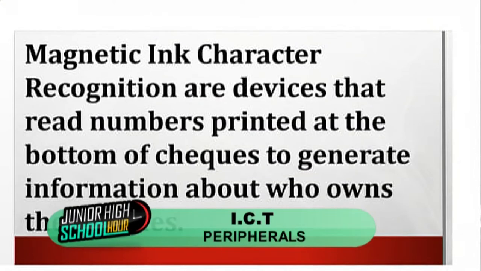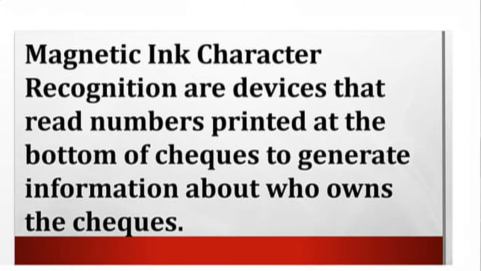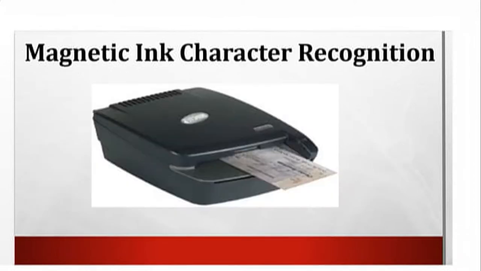So we look first at the MICR. This is how the magnetic ink character recognition looks. It is used to read the numbers stored at the bottom of your check, to generate information about the owner of the check. As it is swiped through the MICR, information about the check is displayed on the screen of your monitor for you to know the owner of the check.